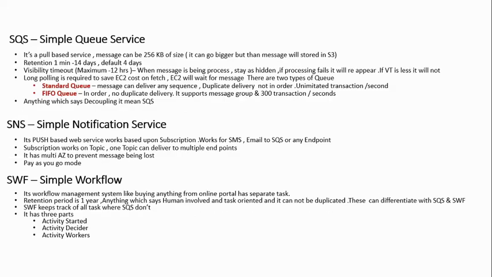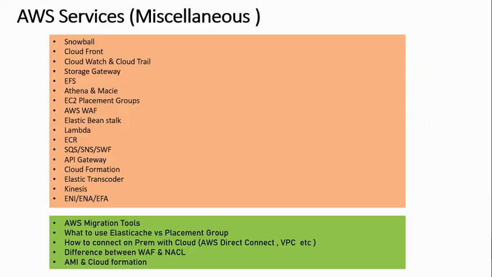Let me go back quickly to the first page. I mentioned the AWS migration tool would be a separate topic which I will cover later, which is not needed as part of this course. But understand what ElastiCache and placement group are. Placement group is placing your different EC2 instances in the data center together in one rack, or spread across different racks, right?